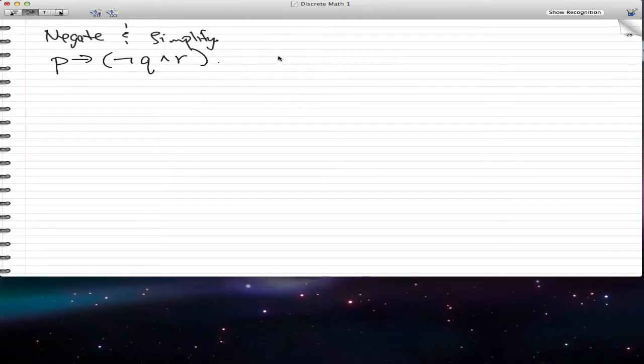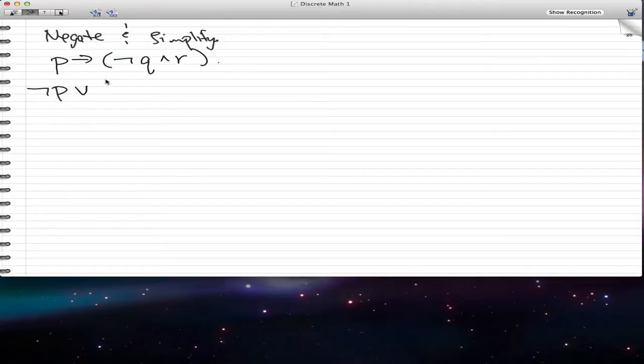Next example. Let's try negating and simplifying again. Negate and simplify. And again, it's really good practice for you to stop the video and try to do these on your own. What I want you to negate and simplify is P implies negated Q or R. So pause the video right now and try to negate and simplify this. Now I'm going to do this anyway, so just watch, if you decide you don't want to do it. What we want to do is always get rid of the implication first, because those things are a pain.